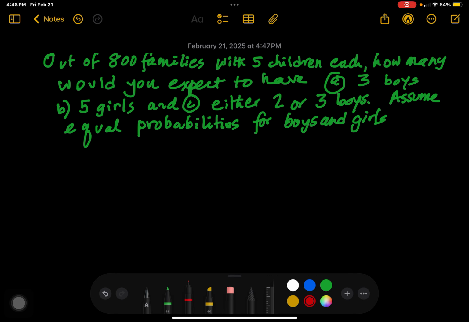I'm back again working on a problem on binomial probability with you. Okay, so let's talk about one family. For one family, solution. First part, we will work with one family.